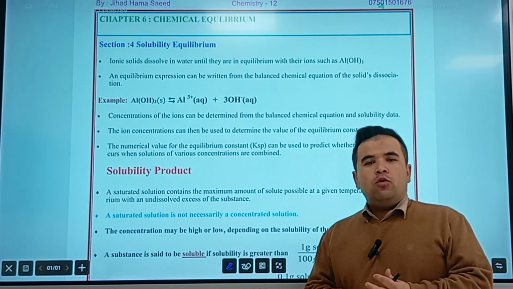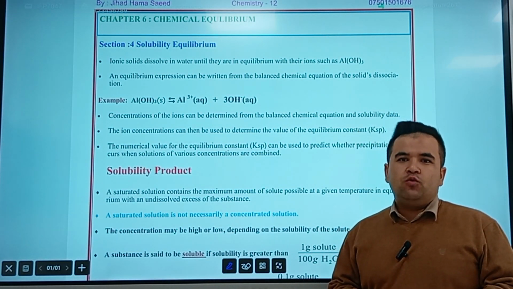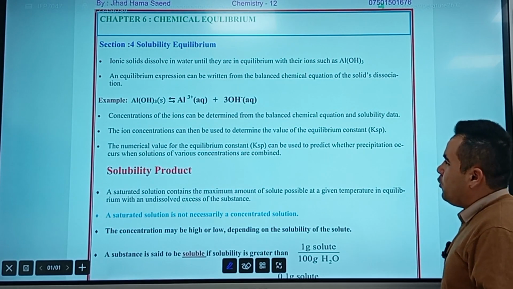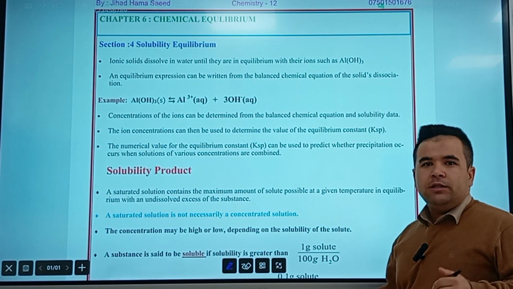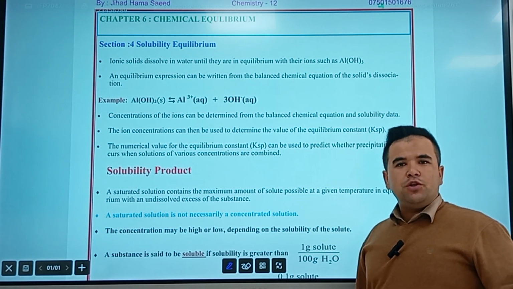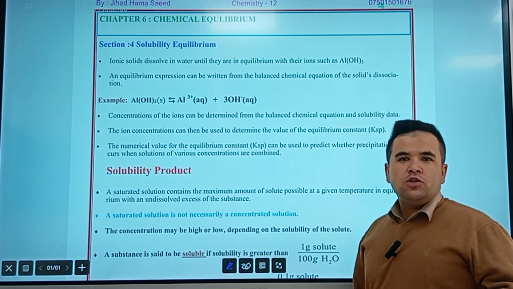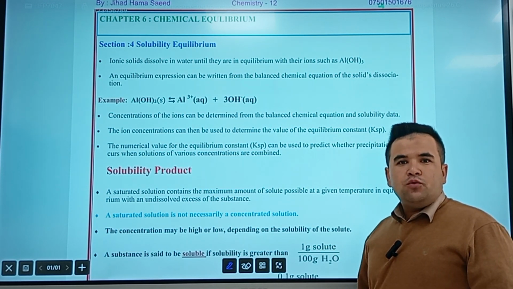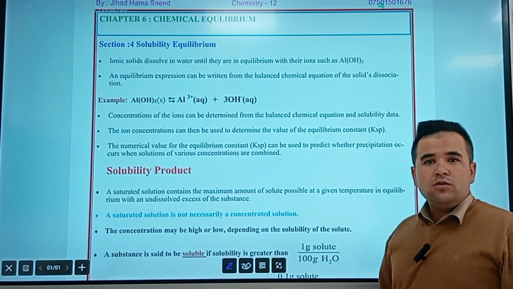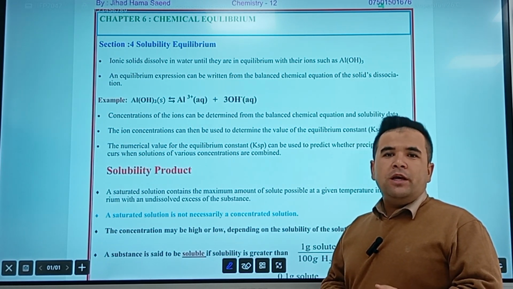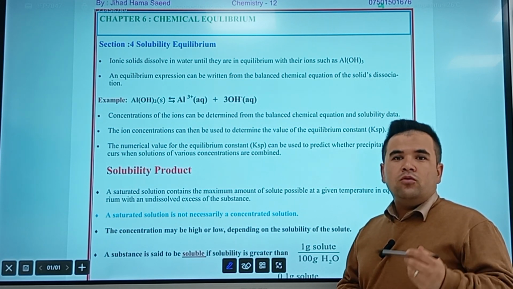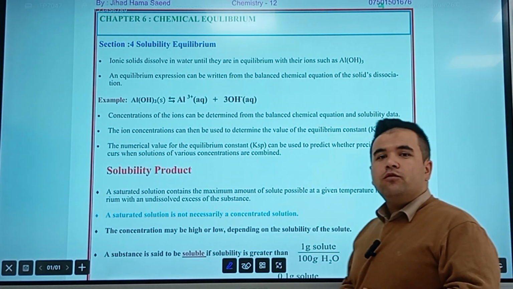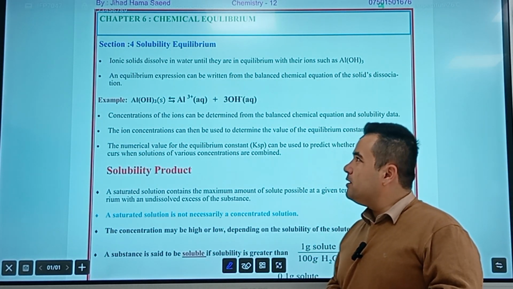In a new session, we will be talking about the last section of chapter 6, which is all about the solubility equilibrium or the solubility product Ksp. We will be calculating the values of Ksp through the concentration of the ions of ionic solids, and we will be solving the concentration of the ions through the Ksp values. At the end of the section we will be able to determine the precipitation calculations and to predict whether mixing of two solutions will form a precipitate or not.